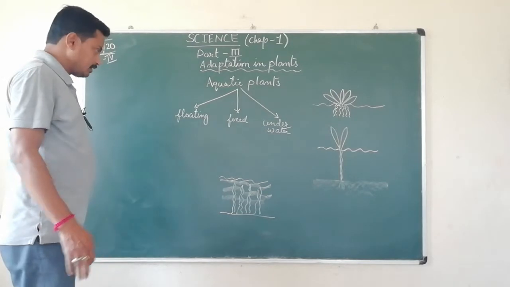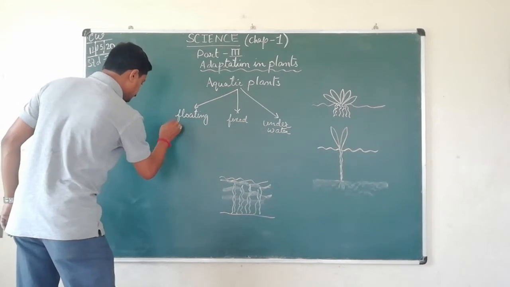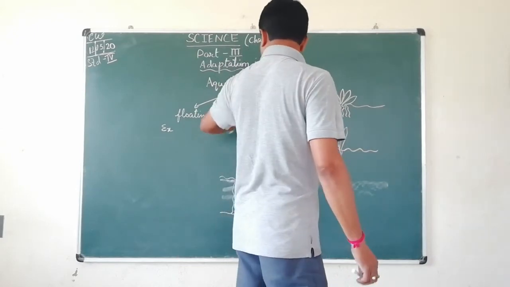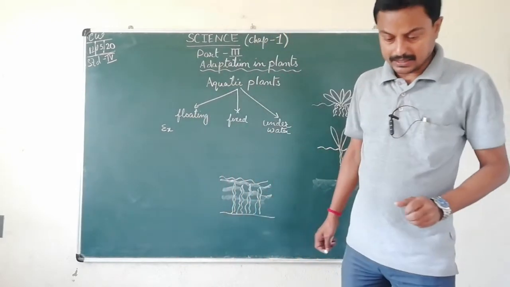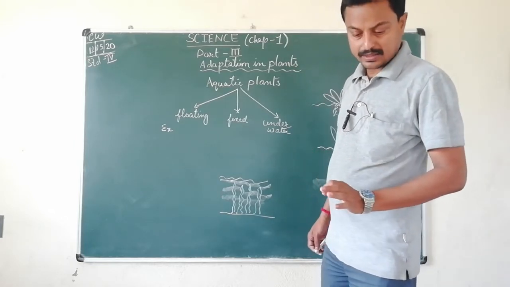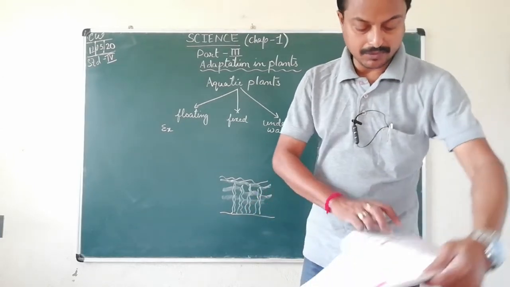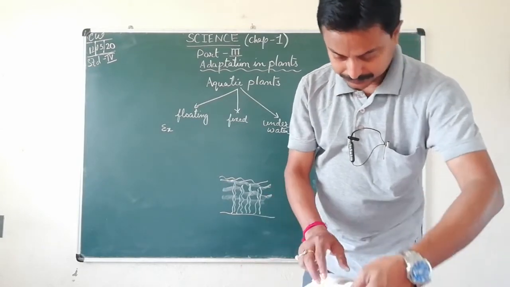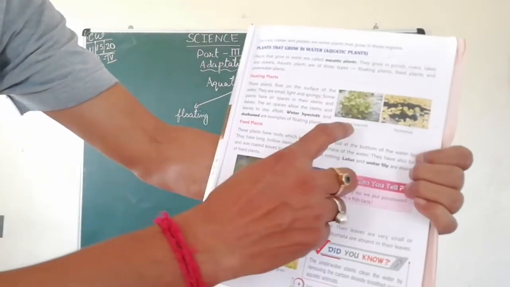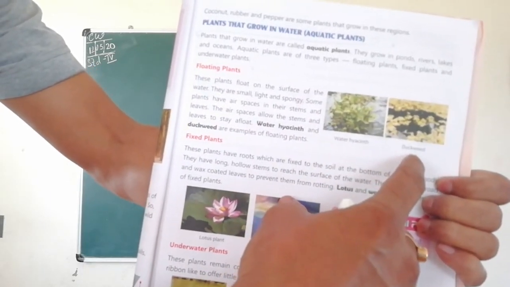Now you may think about what the names of the plants are. Let me give an example. Now, under floating plants, there are two examples. Many examples are there, but I will discuss only two. That is water hyacinth and duckweed plant. If you want to see the picture, you may see it from the book itself. This is a kind of water hyacinth and this is the duckweed.